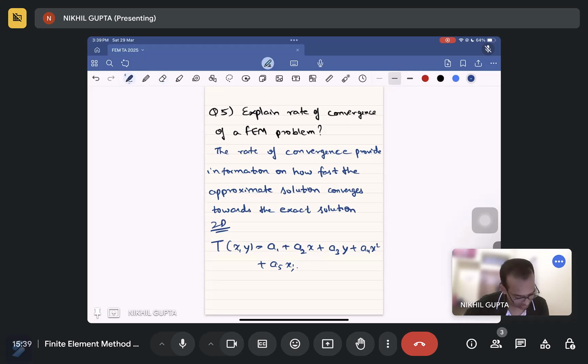+ a6y² and some constant times r³. The first two orders of terms I have written, and the third I have assumed with the constant. We can ignore them. Let's say a1 and a2, they are all constants.